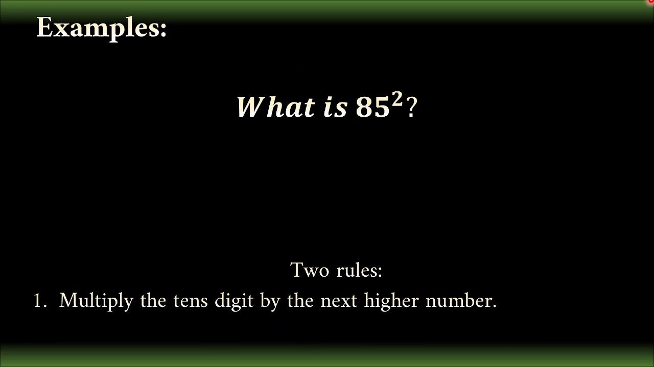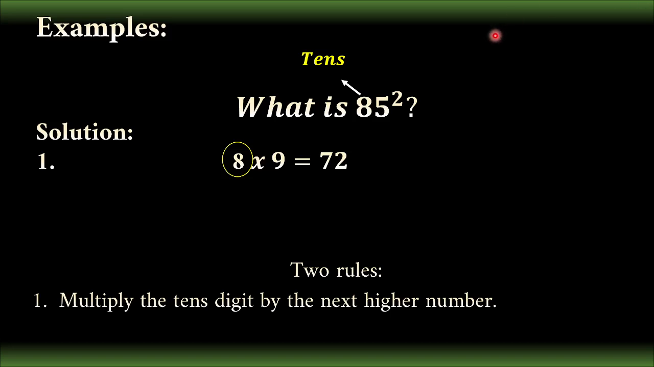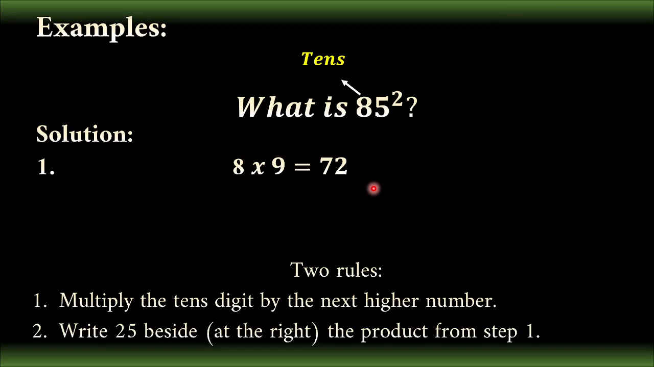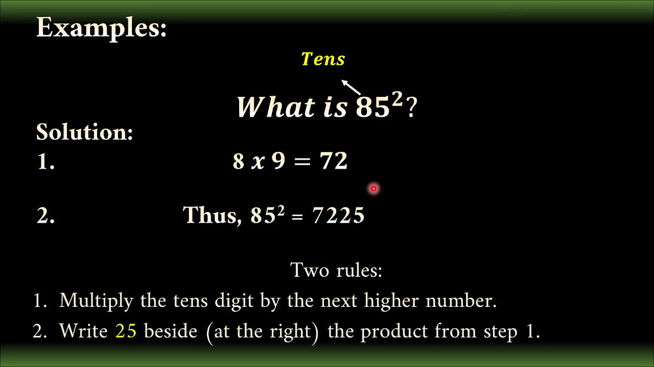How about the square of 85? Again, the same rule. We have 8 times 9 is 72, and then we just place 25 beside 72. So we have 85 squared is 7,225.